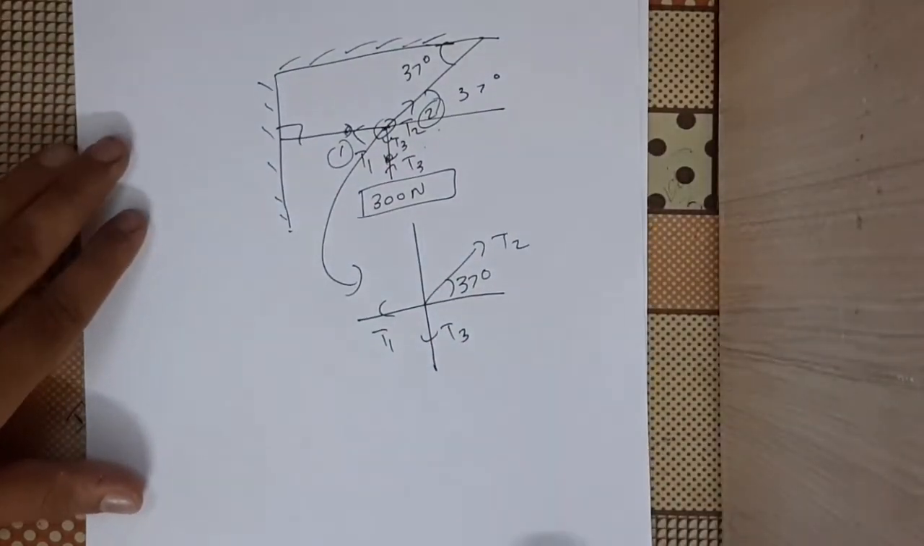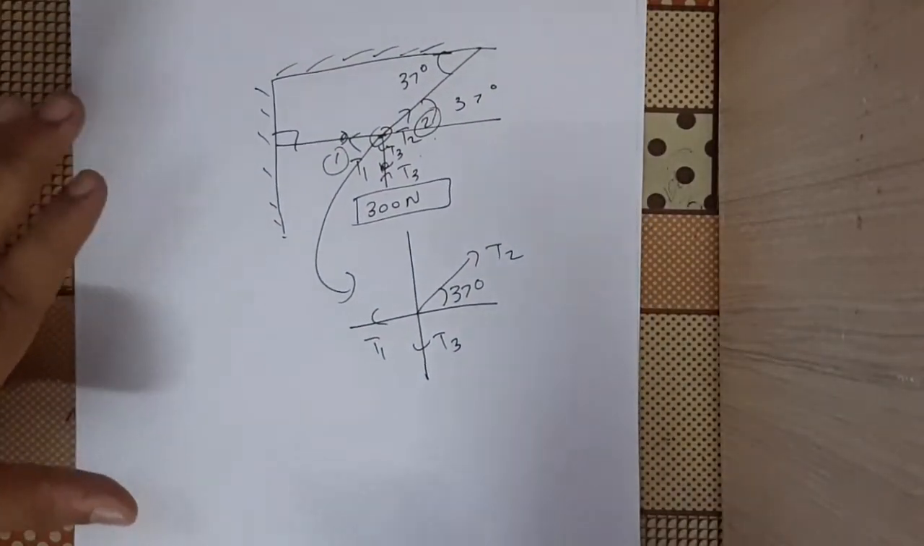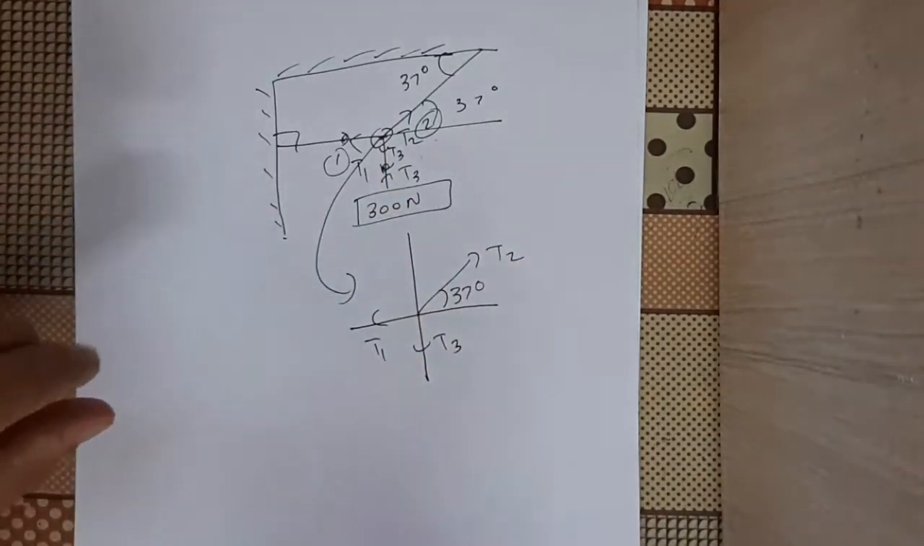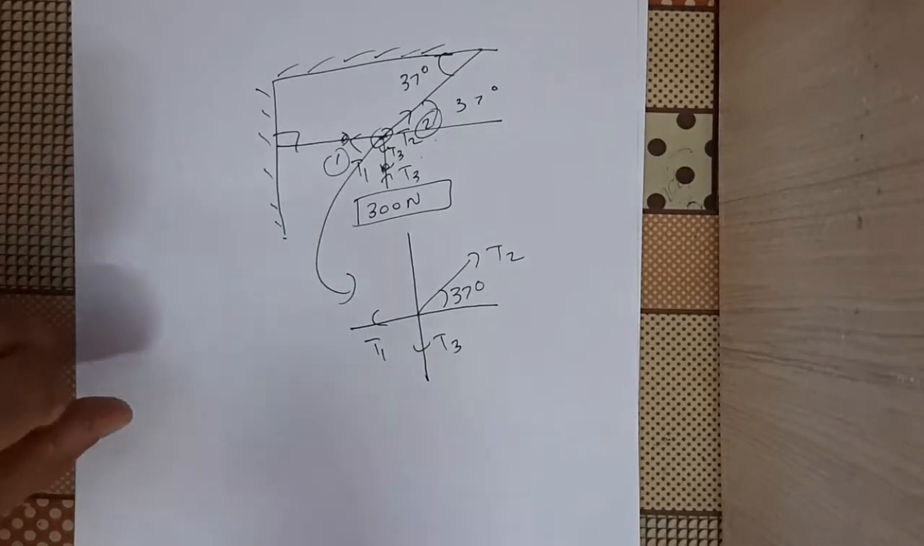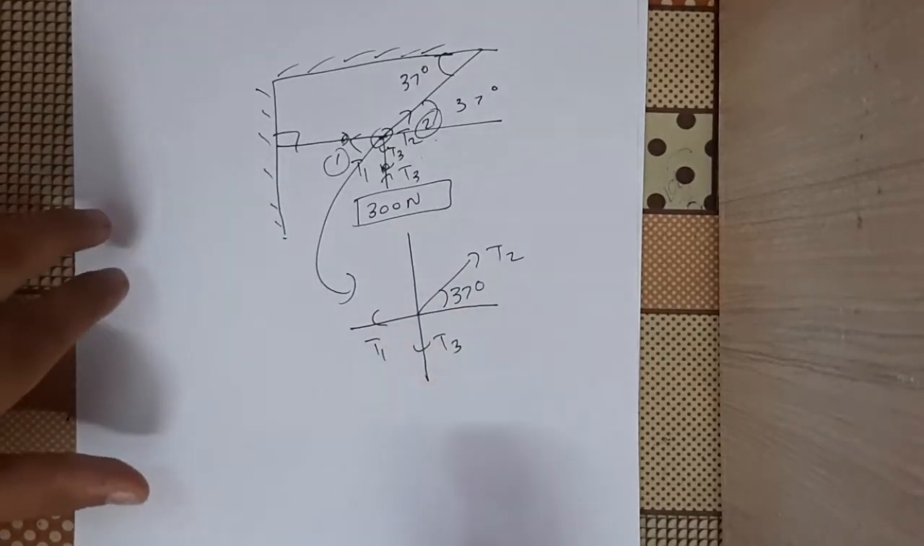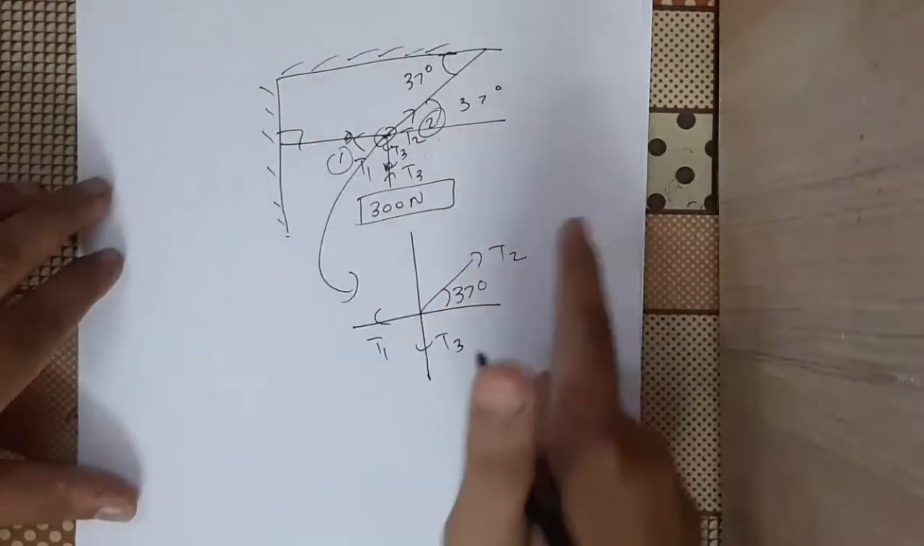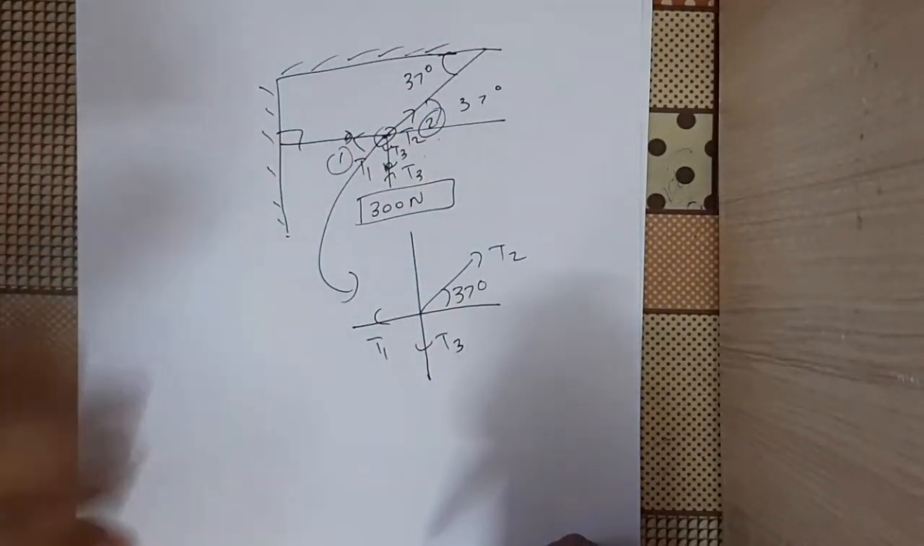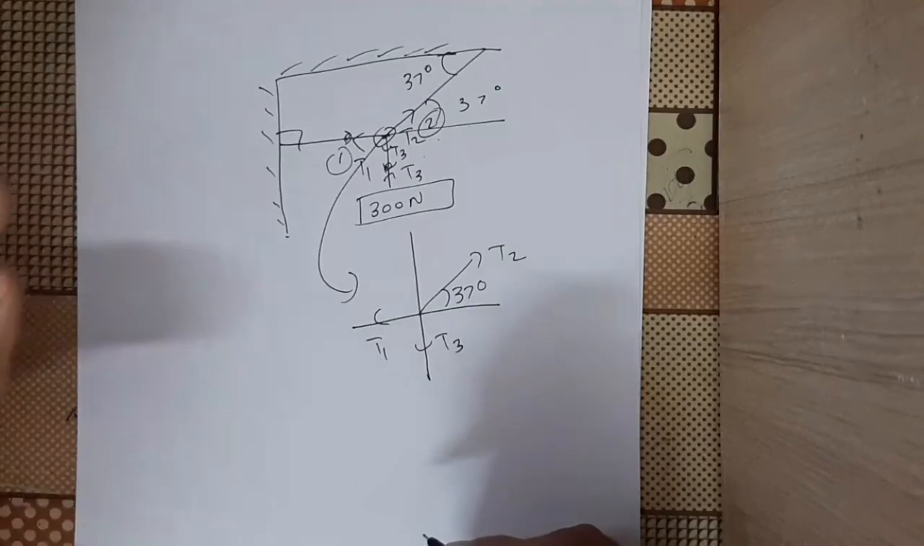Now we can say that we are given that the situation is in equilibrium, the system is in equilibrium. What does that imply? If the system is in equilibrium, that implies that the forces in the horizontal direction and the forces in the vertical direction, or per se the forces in all directions, are balanced.